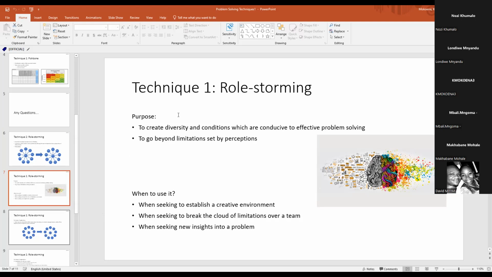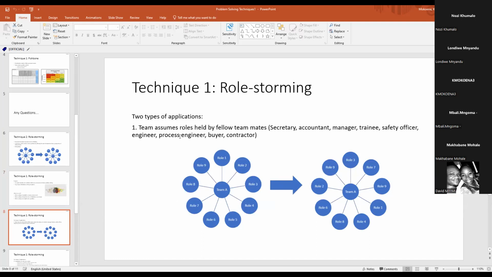So there's two applications, right, to this technique. The one instance is where a team assumes roles held by the fellow teammates. So within the same team, you just switch up roles, right? So let's say in an organization, you have a secretary, an accountant, a manager, you have your graduates or your trainee or interns, and then you have a safety officer, maybe an engineer, process engineer, a buyer, a contractor. You have a set team. And then when you want to solve this particular problem, you just switch up within the team. So it's still the same people, but they just take up the roles within the same team.